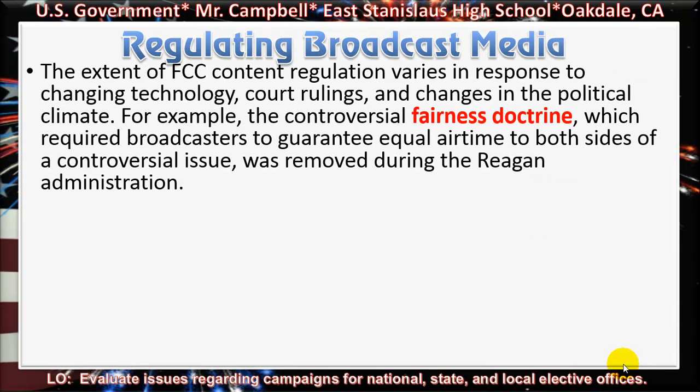Regulating the broadcast media. The extent of FCC content regulation varies in response to changing technology, court rulings, and changes in the political climate. For example, the controversial fairness doctrine, which required broadcasters to guarantee equal airtime to both sides of a controversial issue, was removed during the Reagan administration.